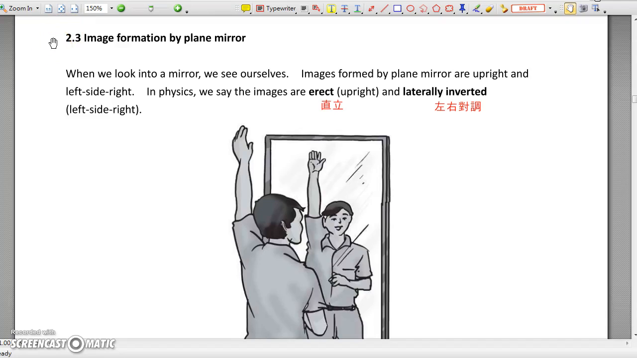Image formation by plane mirror. When we look into the mirror and see ourselves, we know that the image formed is erect and laterally inverted. But why?